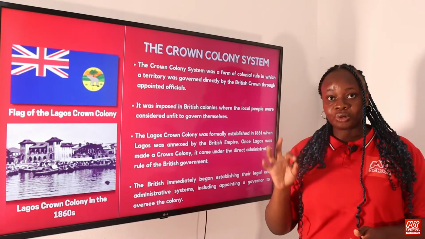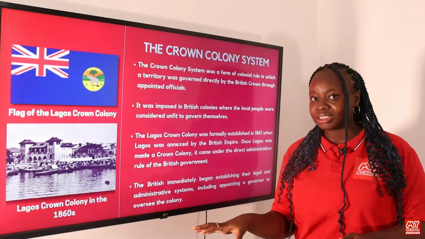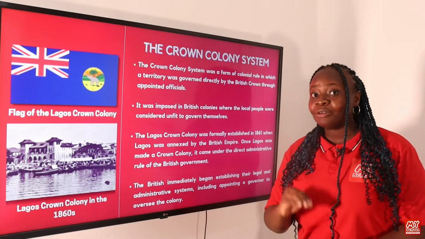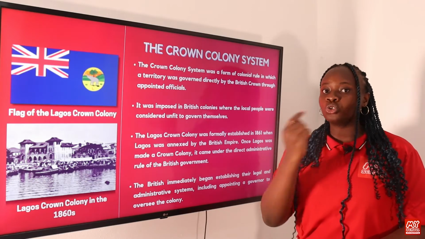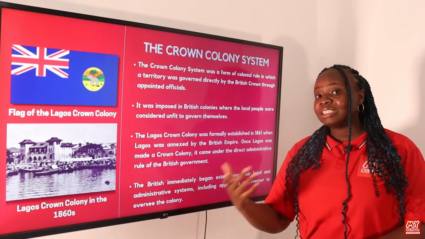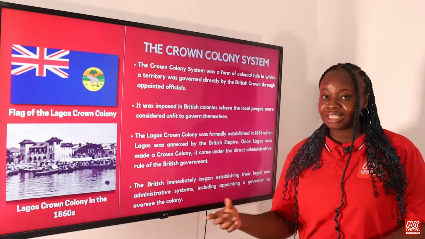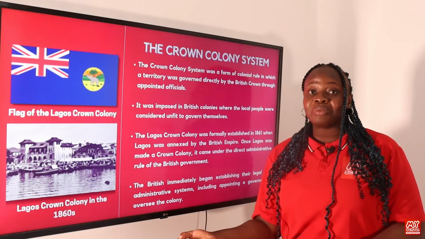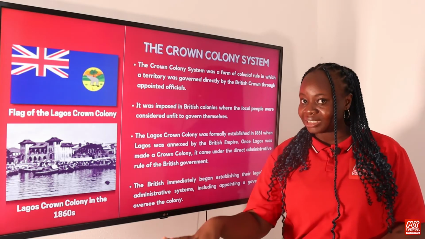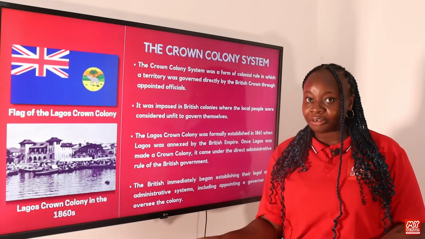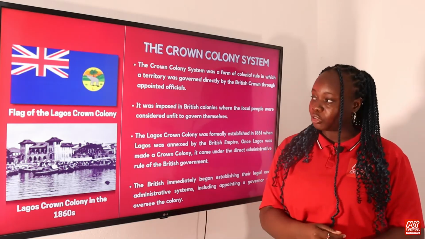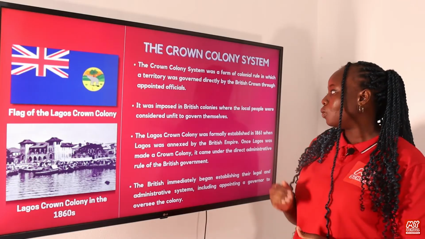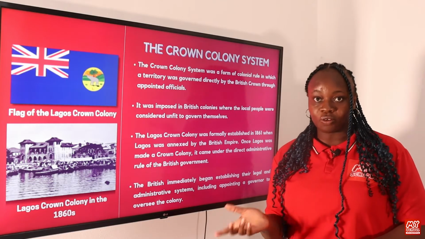So the difference between this Crown Colony system and the indirect rule system is that for the Crown Colony system, the people were governed directly and they were governed using the laws of the colonial masters. But the indirect rule system was governed indirectly via different traditional rulers who were able to implement traditional laws and customs within their land, but had to get policy direction from the British colonial administration. So this system was imposed in British colonies where the local people were considered unfit to govern themselves.